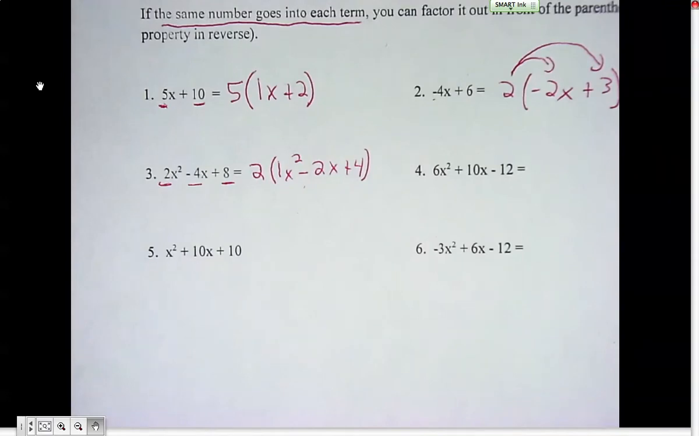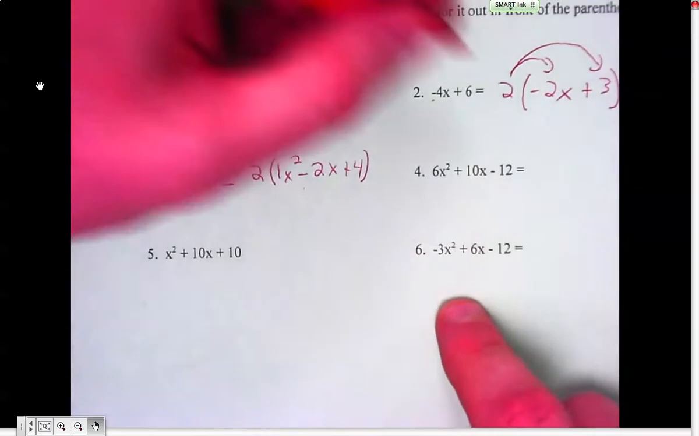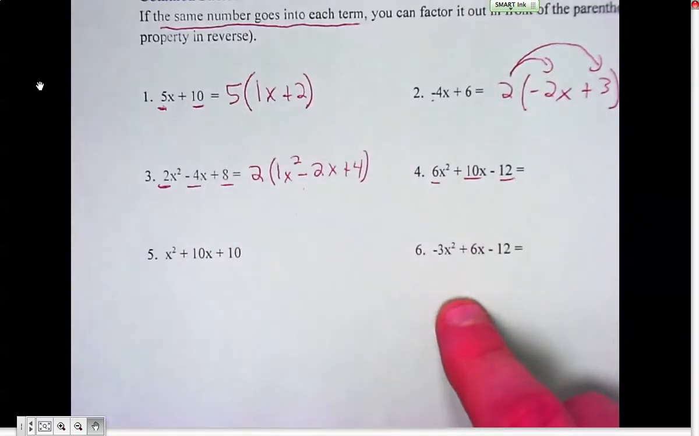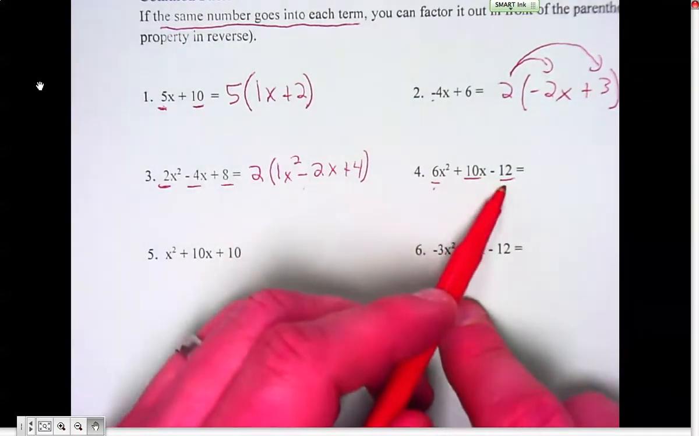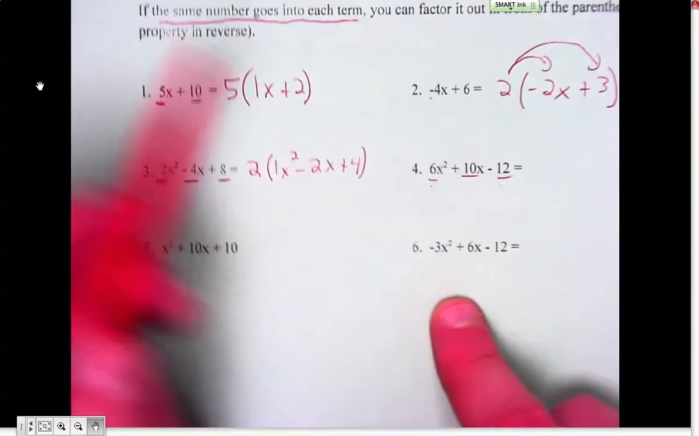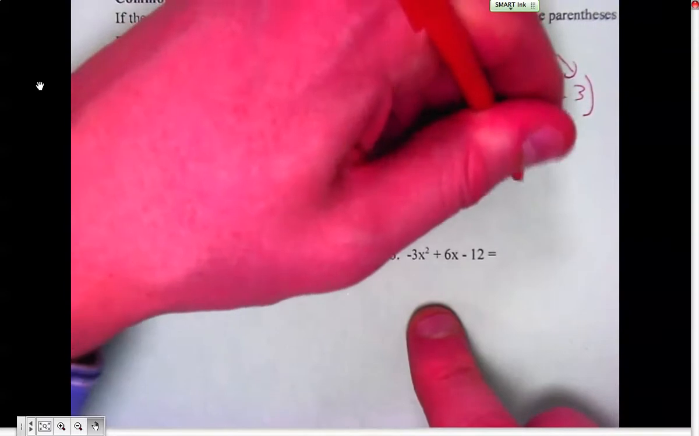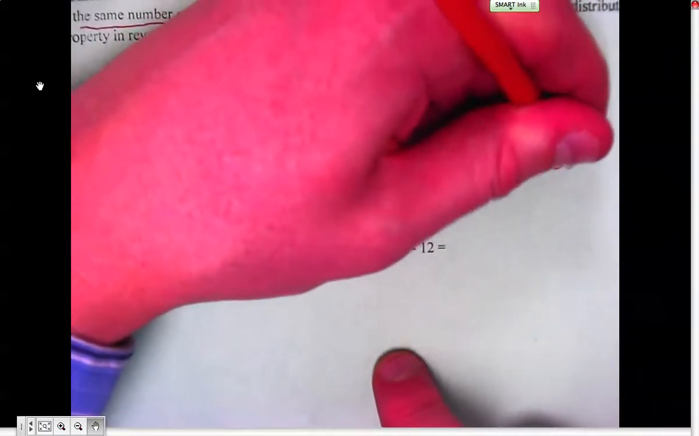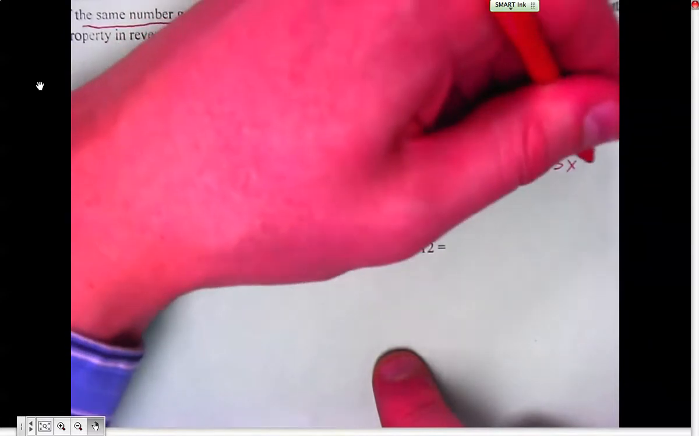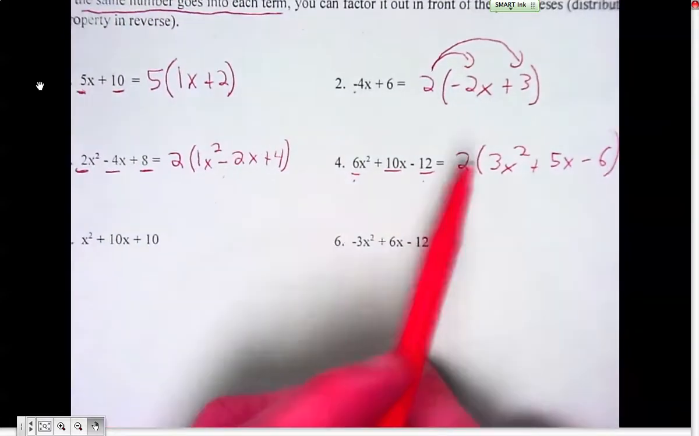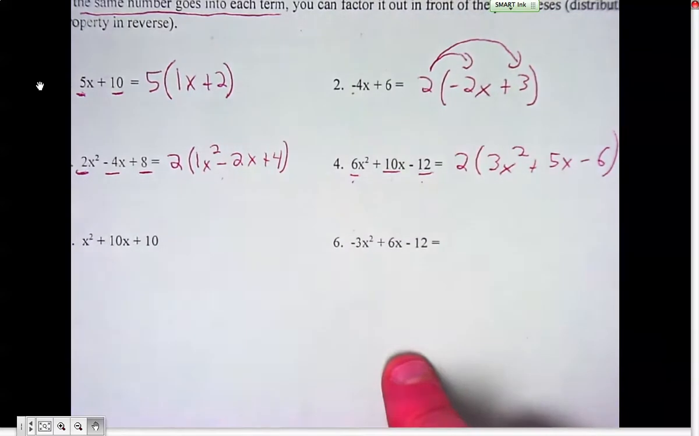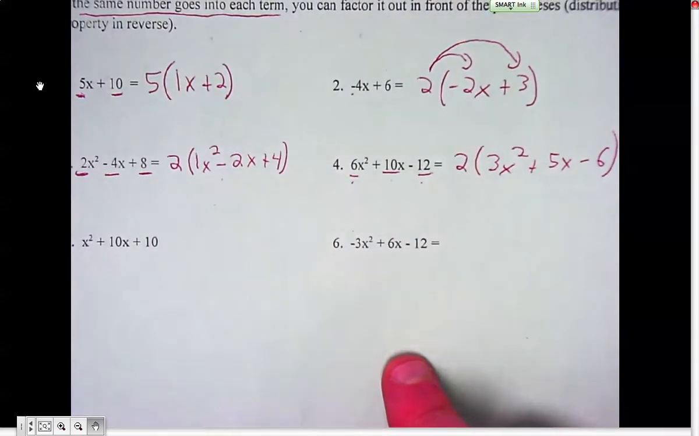Okay, so hopefully you've tried these out, and so now I'm looking for something that goes into 6, 10, and -12. And so I could try 2, check 3. 3 goes into 6 and 12, but not 10. And so I think 2 is it again. And so I take 2 out in front. It's leaving me behind a 3x squared, a +5x, and a -6. And again, I can check if I distribute the 2 back in, I would get the same thing that I started with. So I'm not changing anything, I'm just rewriting it.